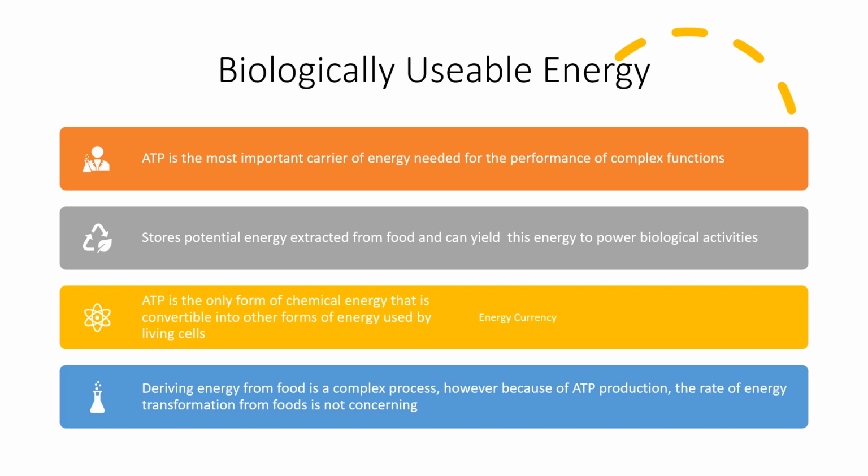And finally, deriving energy from food is a complex process. However, because of ATP production, the rate of energy transformation from foods is not concerning. So we're actually able to use stored ATP, as ATP acts as a reservoir that can provide instant energy to cells when it's needed. So we have this store of ATP that we can lean on when the complex process of turning food into ATP is slow. So we can essentially override and access faster energy through ATP stores.